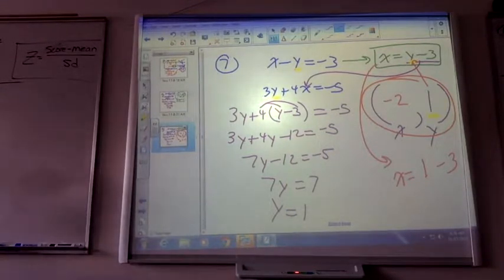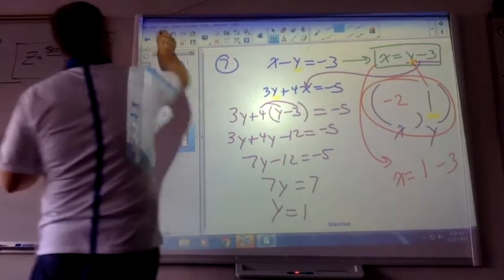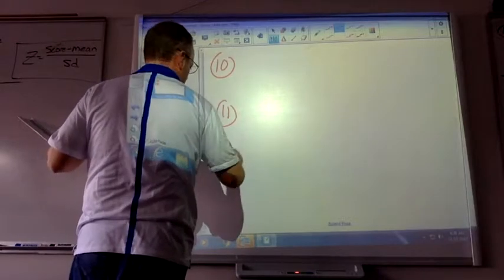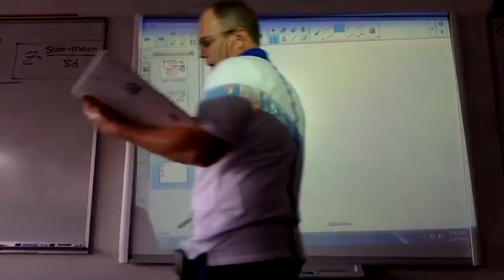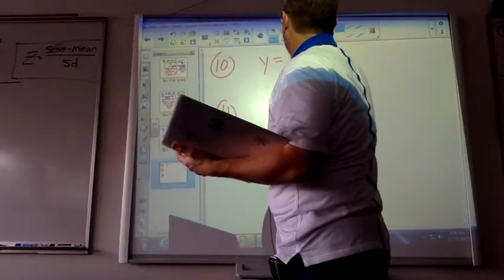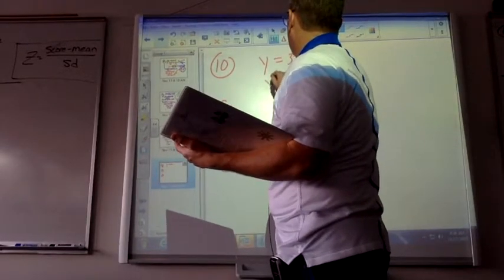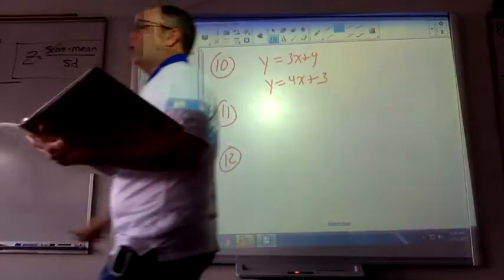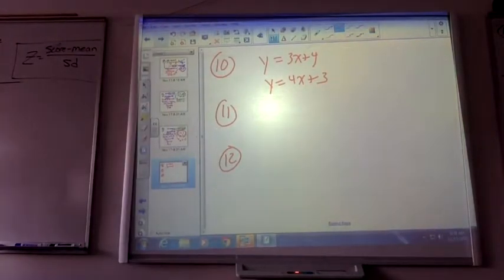So number 10, 11, and 12. So this is as simple as you need to make 10, 11, 12. Write a system that has one solution. How do I know those will cross each other? Kinda. They don't have the same slope.